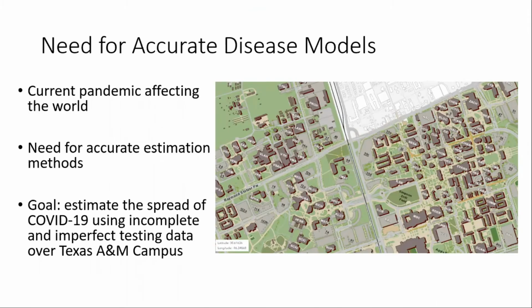So as I'm sure we're all aware, there is currently a COVID-19 pandemic that is sweeping across the world. And due to this, we have a great need for accurate ways to estimate how this disease will spread. Now, our original goal was to use incomplete and imperfect testing data to predict how this would spread over the entire state of Texas. But due to computational constraints, we are limiting this to the campus of Texas A&M University.